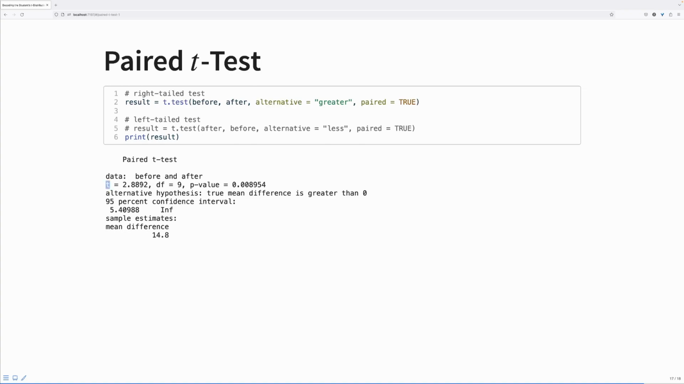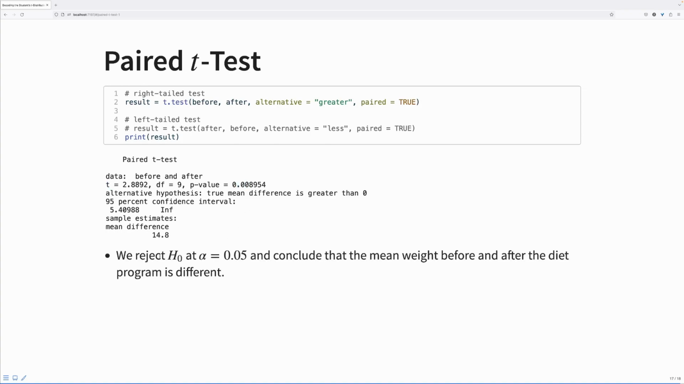So both are true, but you have to be careful about the order of the data and the value for alternative. Our test statistic is 2.8892, the degrees of freedom is equal to 9, the p-value is equal to 0.008954, and our 95% confidence interval is 5.40 to infinity. Because the p-value is less than 0.05, we are going to reject the null hypothesis at alpha equal to 0.05, and I conclude that the mean weight before and after the diet program is different.